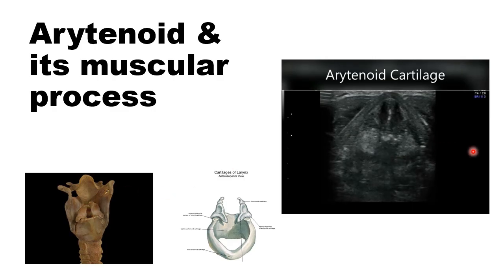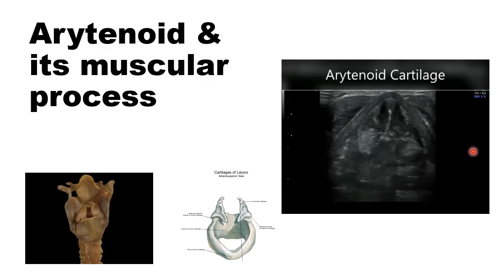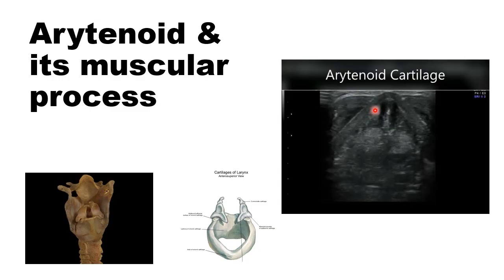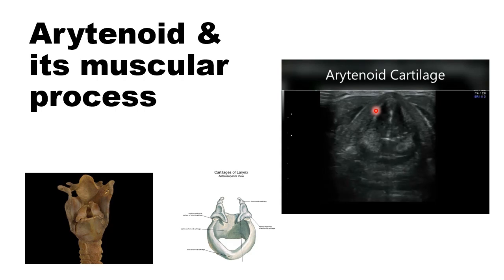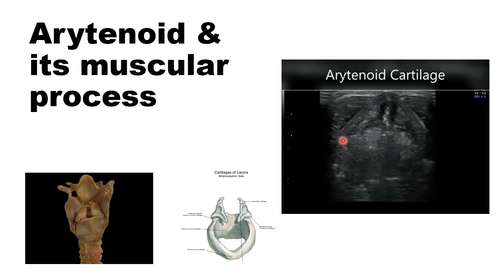This is an ultrasound scan of the larynx, horizontal axial scan. You can see the thyroid cartilage in here, and you see how the thickness of the thyroid cartilage anteriorly is much less than its thickness posteriorly. Anteriorly it measures less than 3 millimeters, and posteriorly it measures about 5 millimeters or so.